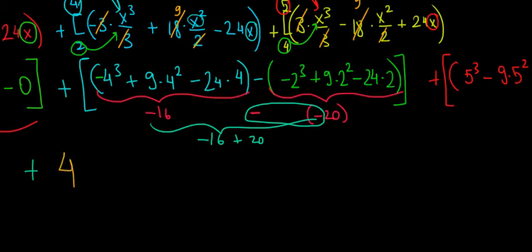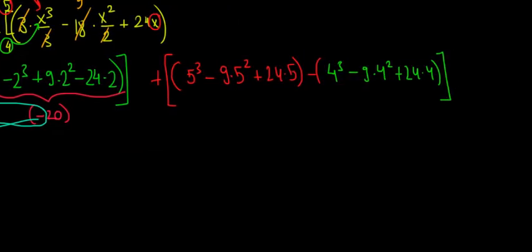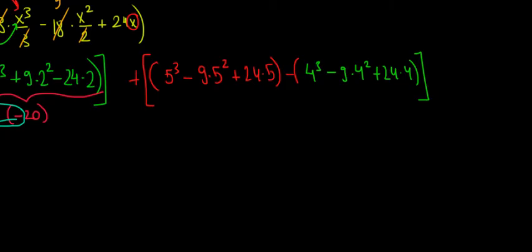Now we do it for the last expression. So we add one more result. Let's see what that result is going to be. What do we have here? 5 to the power of 3, I think that's 125. Yes, minus 9 times 25 plus 24 times 5. That's equal to 20. So over here we have the result.